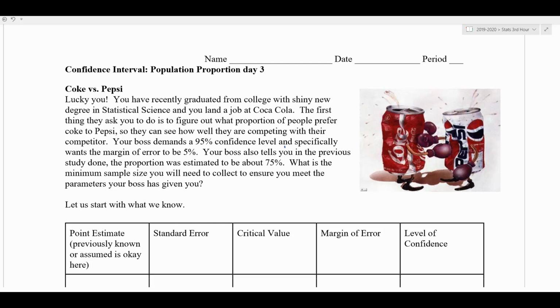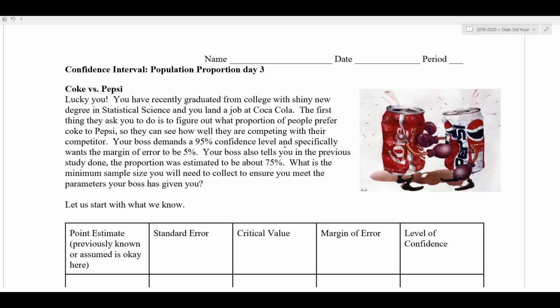So it says, lucky you, you have recently graduated from college with a shiny new degree in statistical science and you land a job at Coca-Cola. The first thing they ask you to do is to figure out what proportion of people prefer Coke to Pepsi so they can see how well they are competing with their competitor.